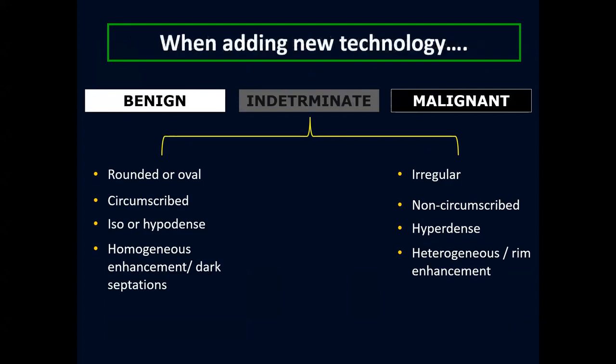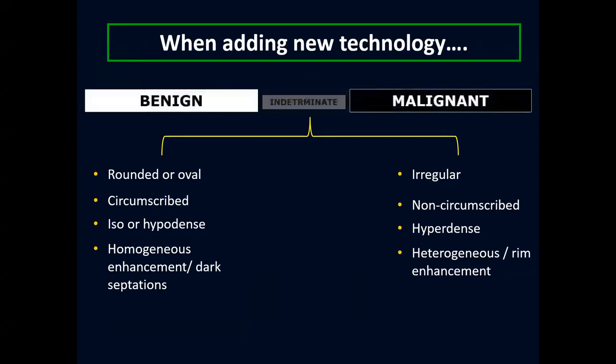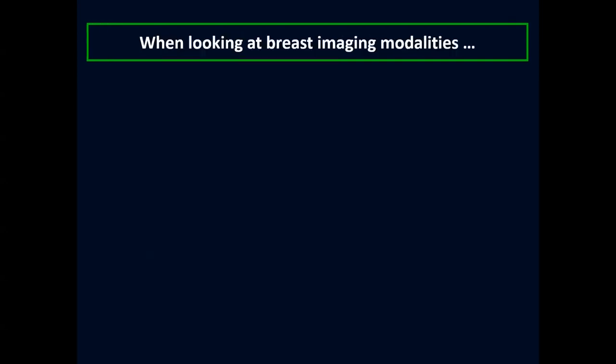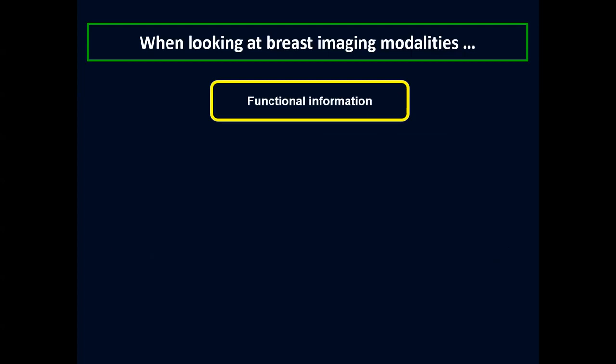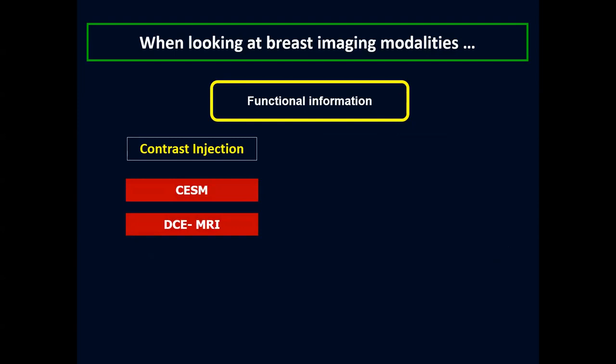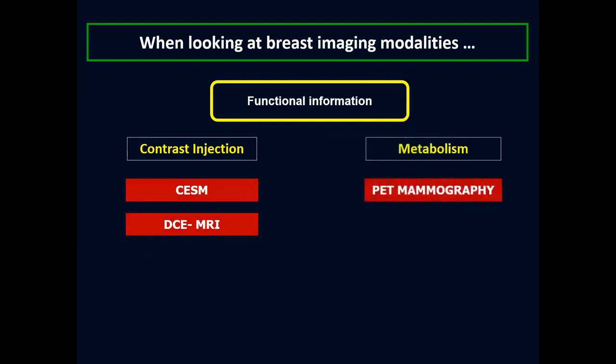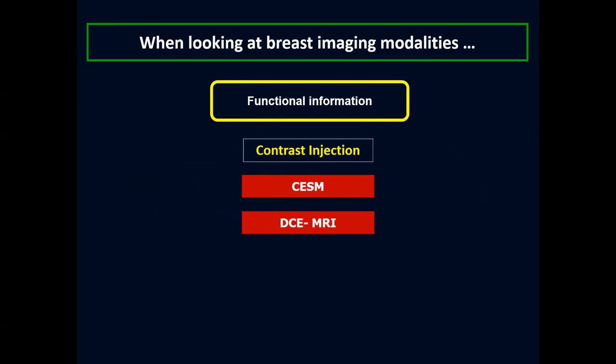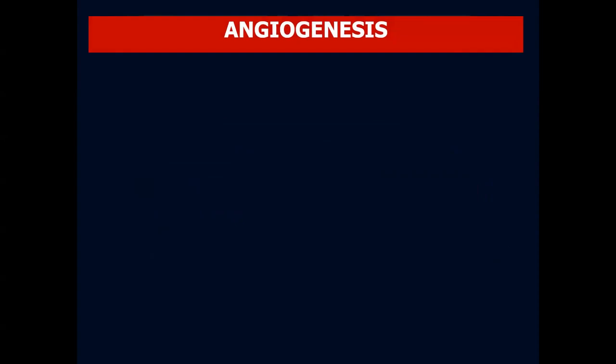And when adding new technology to breast imaging, we are mainly aiming to increase the white and the black zone at the expense of decreasing the gray zone. And when looking at these breast imaging modalities, some of them attempt to decrease this gray zone through providing functional information, which is either through the injection of contrast media, like contrast mammography and MRI, or through providing some information about the metabolic activities of the cells, like PET mammography. And we'll start by discussing the modalities which provide functional information through the injection of contrast media.